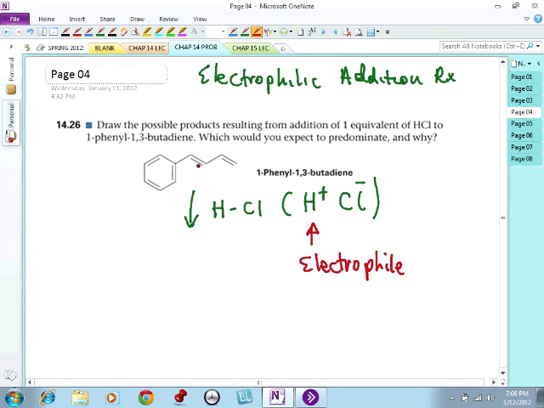And the pi electrons in the conjugated system here, those pi electrons will be referred to as your nucleophile. Because what is a nucleophile? A nucleophile is what? Anything that wants to get rid of electron. Very good. Any species that wants to get rid of electron, what's the name?